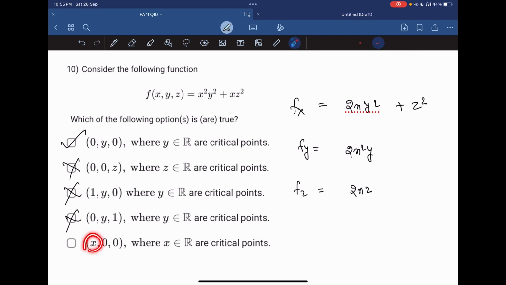Now last: x can be any real number, y and z are 0. So for fx, if y is 0, this term would be 0, and as z is also 0, it is 0. So 0 plus 0 is 0. So fx is 0. For fy, as y is 0, this would become 0. And for fz, as z is 0 here, this would be 0. So all three are becoming 0. So this is also a critical point.